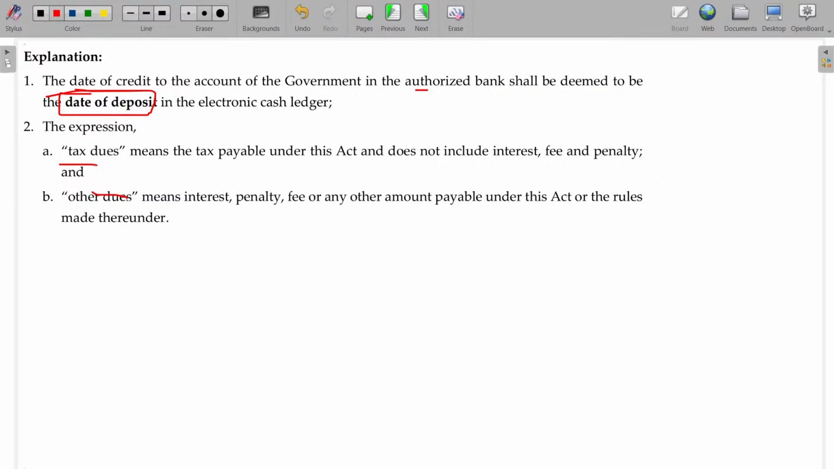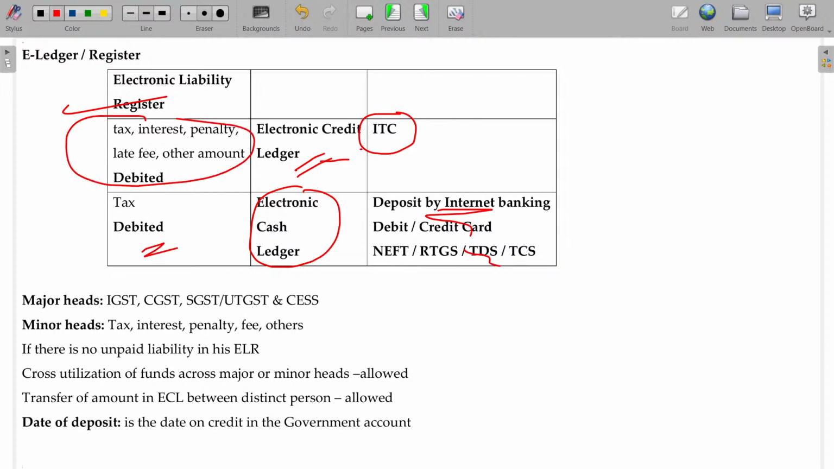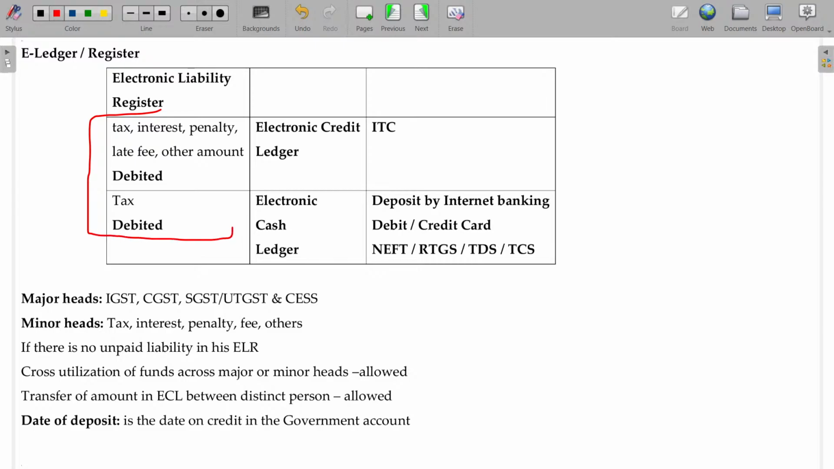Tax and other dues are already explained: what is called tax and what is called other dues. I explained all these things already. Electronic credit ledger can be used for ITC. Electronic cash ledger deposits can be used for tax payment. This can be used only for this. This is the total amount you have in the electronic liability register. This can be used for tax. This can be used for both.